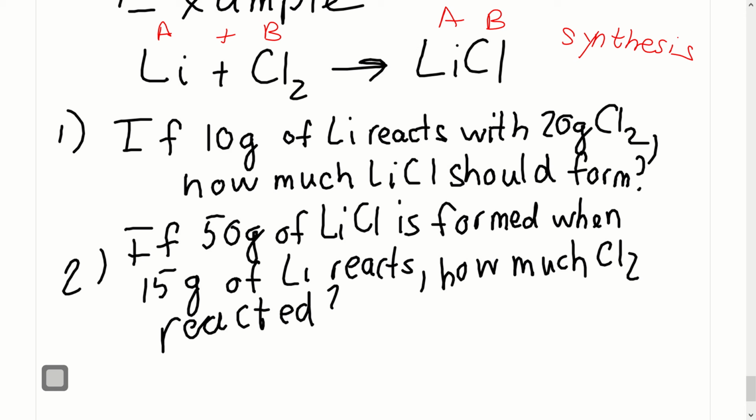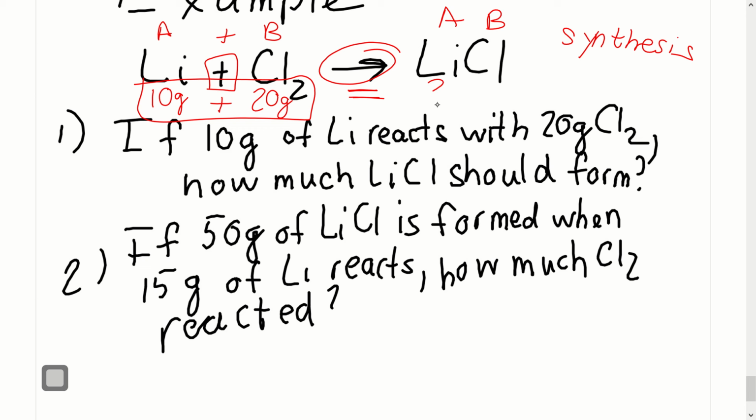All right, so let's check this out. I have two problems here. If 10 grams of Li reacts with 20 grams of Cl2, how much LiCl should form? So this is sort of why we have this plus sign here. What I can do is I can say I have 10 grams of Li, I have 20 grams of Cl2. Well, these things should combine, and my total mass of reactants has to equal. The arrow can turn into an equal sign. The total mass of reactants has to equal the total mass of products, so 10 plus 20 is 30 grams.